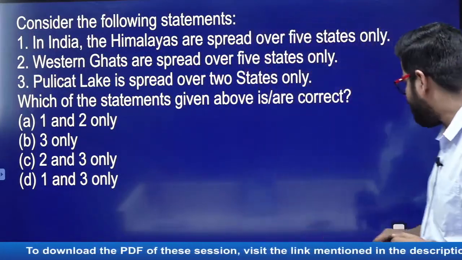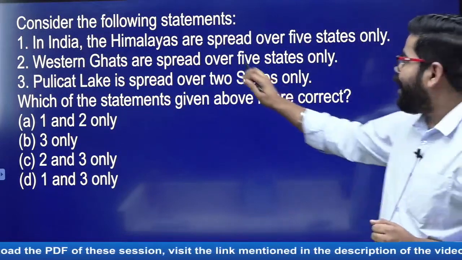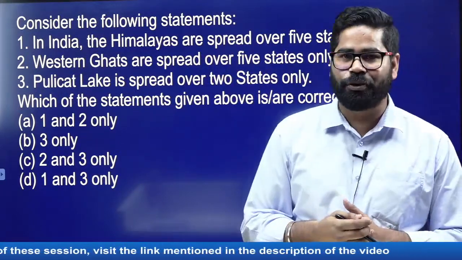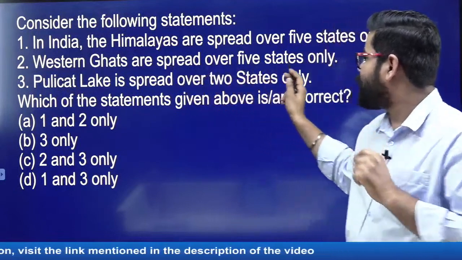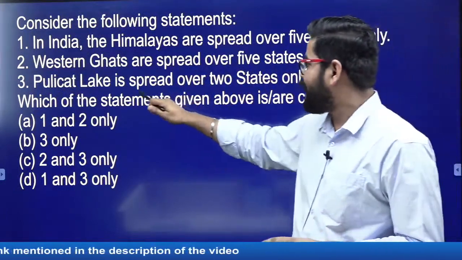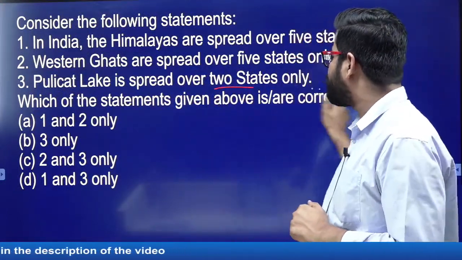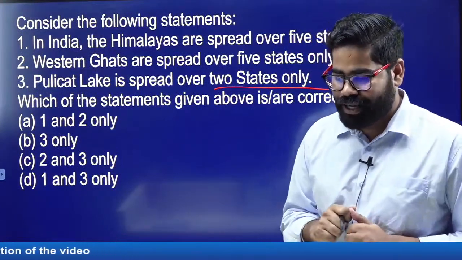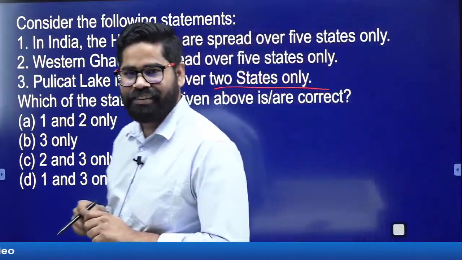The first statement, in India the Himalayas are spread over 5 states only. The second is saying Western Ghats are spread over 5 states only. And the third is saying Pulicat Lake is spread over 2 states only. So can you give me what would be the correct answer here?